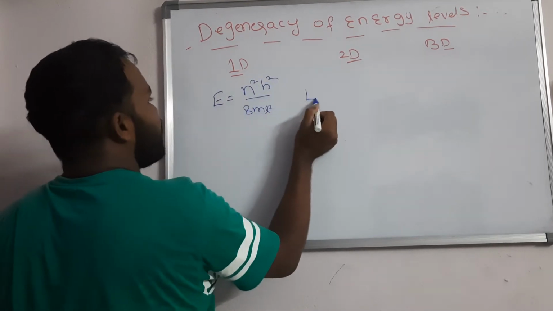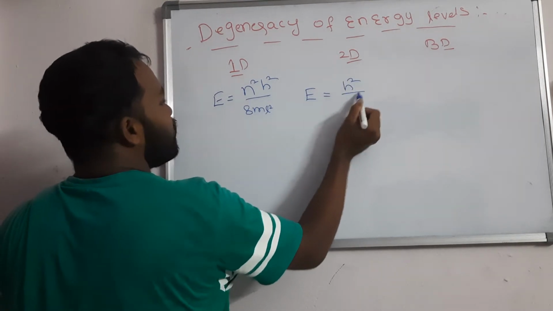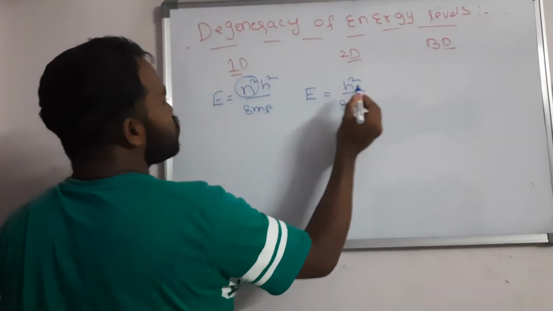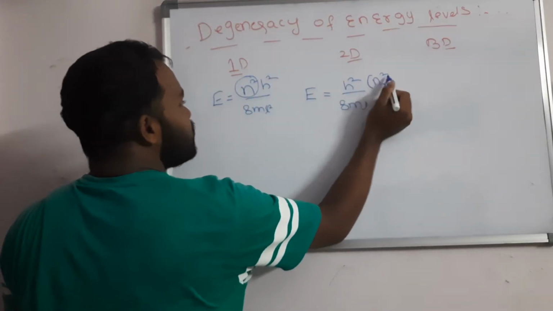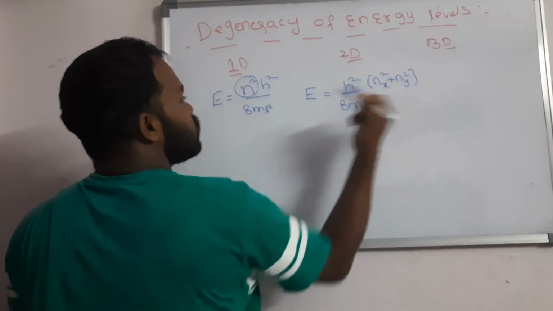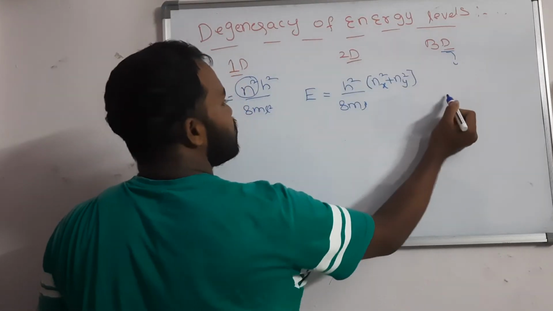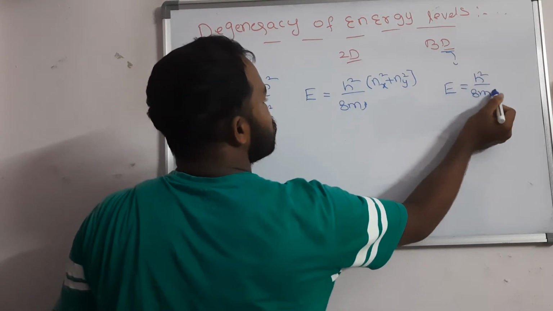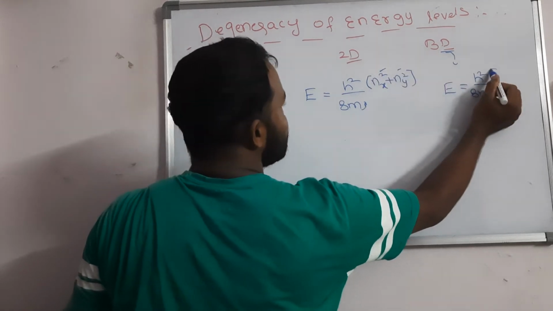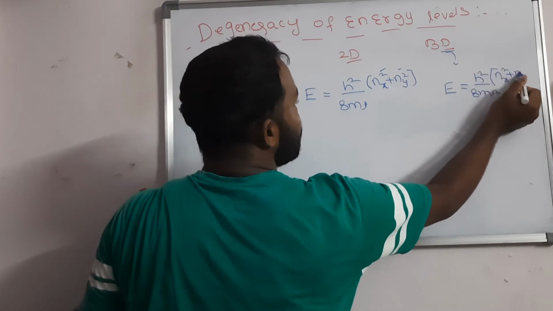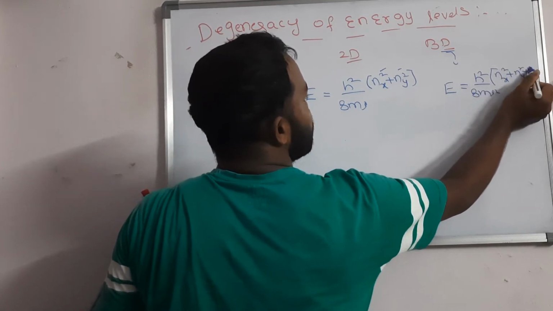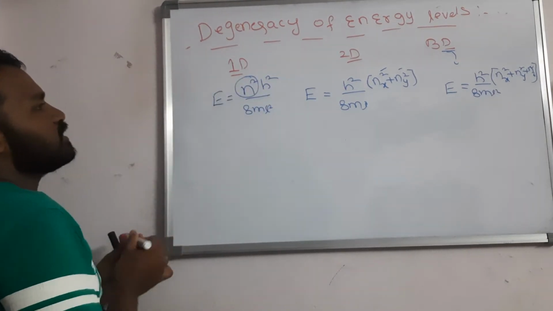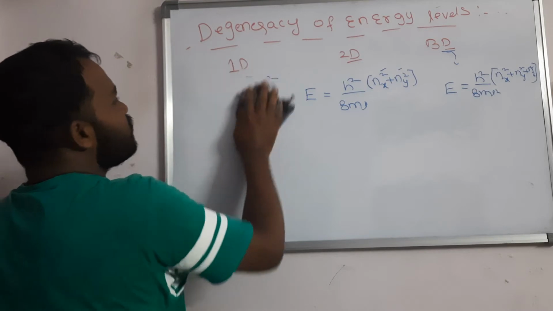For the 2D box, which I already discussed, it is h square by 8 m l square, and in place of n square you should write for 2 axes, nx square plus ny square. If I talk about the 3D box energy, E is equal to h square by 8 m l square times, for 3 axes, nx square plus ny square plus nz square. So these are the energies. I am going to discuss them one by one. First you should start with the 1D box.